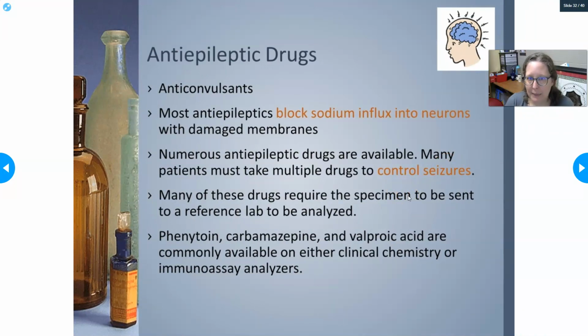Your anti-epileptic drugs are anticonvulsants, meaning that they're used to control seizures. Most anti-epileptic drugs will block the sodium influx into the neurons that have damaged membranes. There are numerous anti-epileptic drugs available, and many patients take multiple drugs to control their seizures. Many of these drugs require a specimen to be sent to a reference lab to be analyzed. But the ones that are done commonly are going to be phenytoin, carbamazepine, and valproic acid. And so these are pretty much run-of-the-mill on your large chemistry analyzers or large immunoassay analyzers.